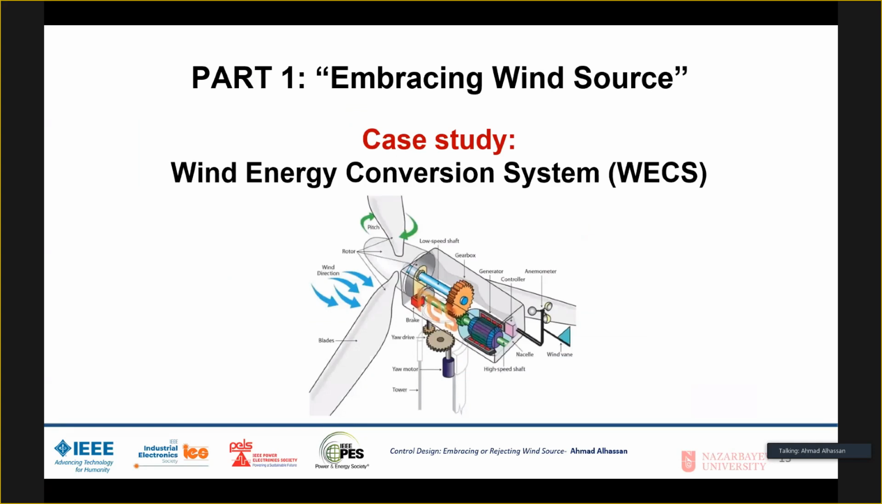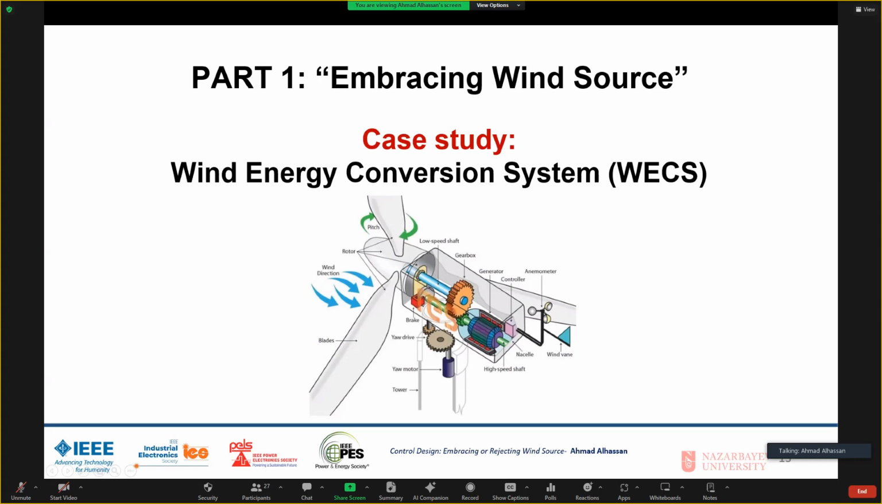We take the case study of the wind conversion system as one of the cases where we need the wind. Of course, not to the extreme, but the wind is utilized here. Basically, the wind rotates the turbine blades. These turbine blades are connected to a generator which will capture these rotations, and at the end it will be converted into electricity.